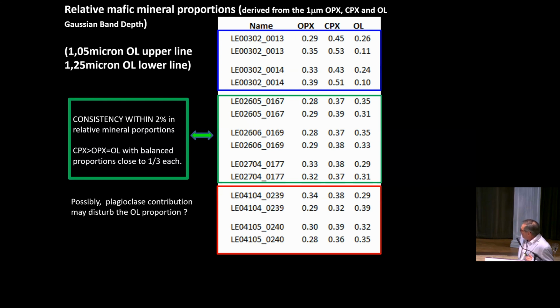The possibility exists, as you see at the bottom here, that for some rocks we get some plagioclase contribution, which may disturb the olivine proportion. And I say so because when you look at the results from the 1.25 micron band, it looks like you would apparently have more olivine, which may not be the case. It may have to do with the presence of plagioclase.